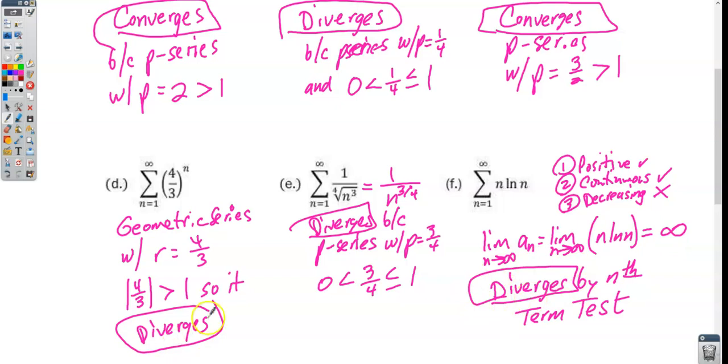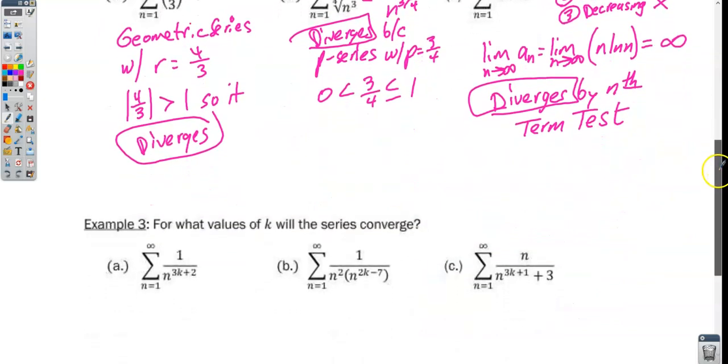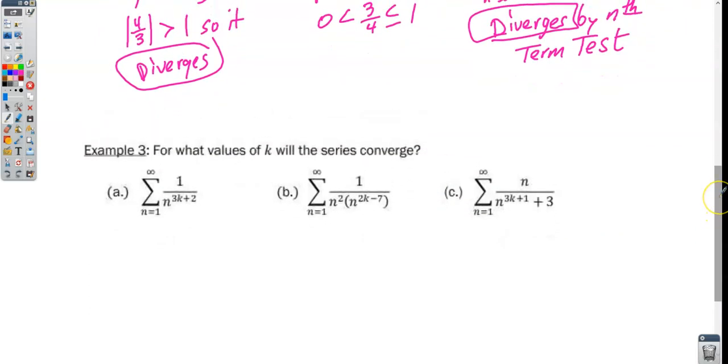Little refresher on geometric series, a little bit thinking about the integral test, the nth term test. So, we're building this, again, I keep saying this, we're building this toolbox, and every lesson we have, we add one more tool to the toolbox with which we can find whether or not a series is convergent or divergent. Let's go ahead and look at example 3. For what values of k will these series converge?